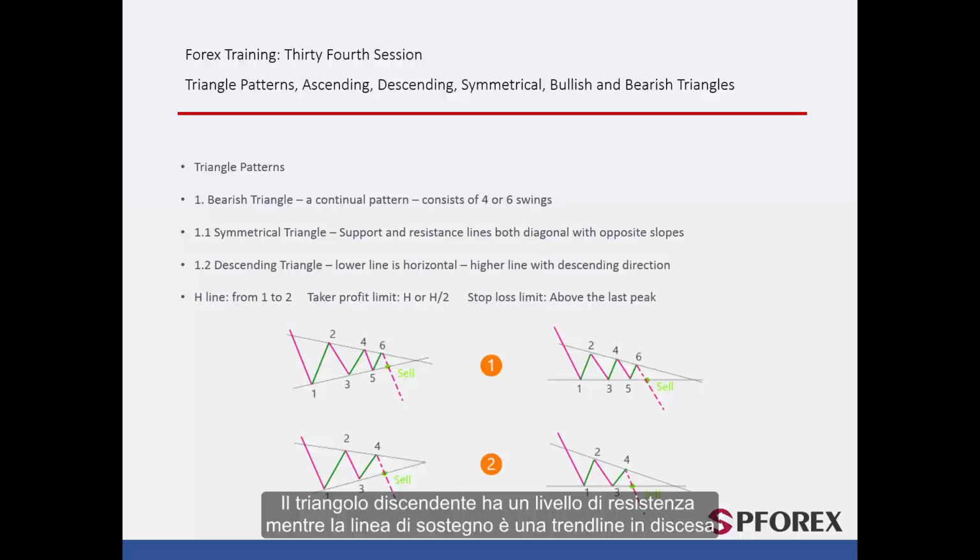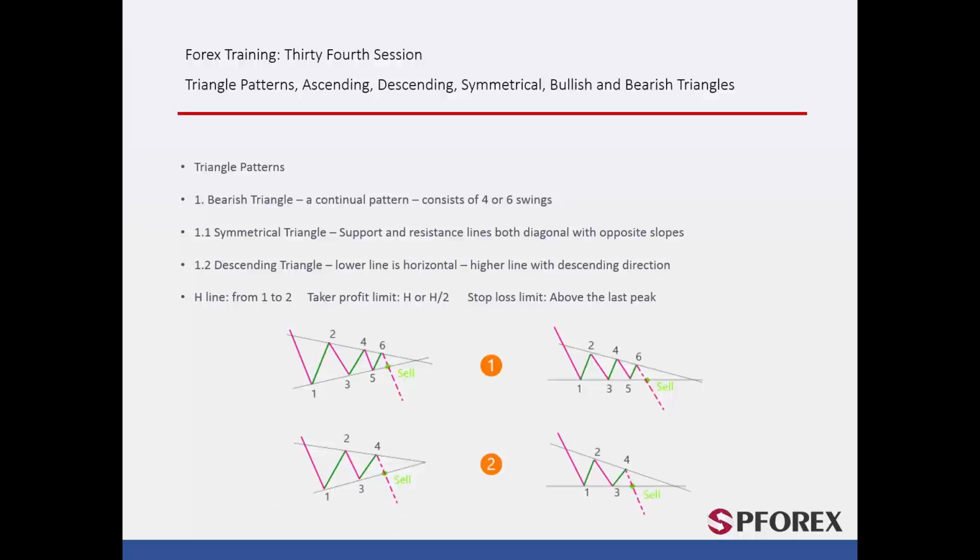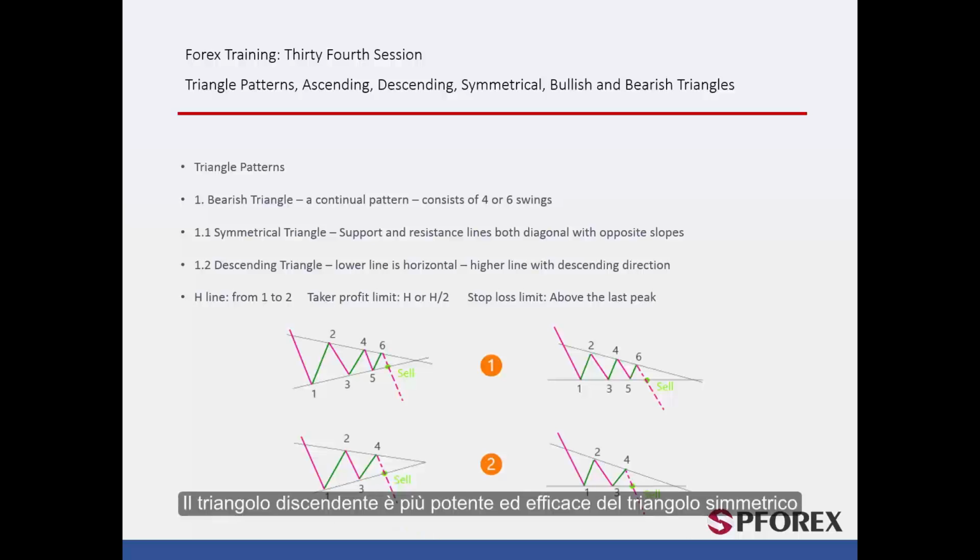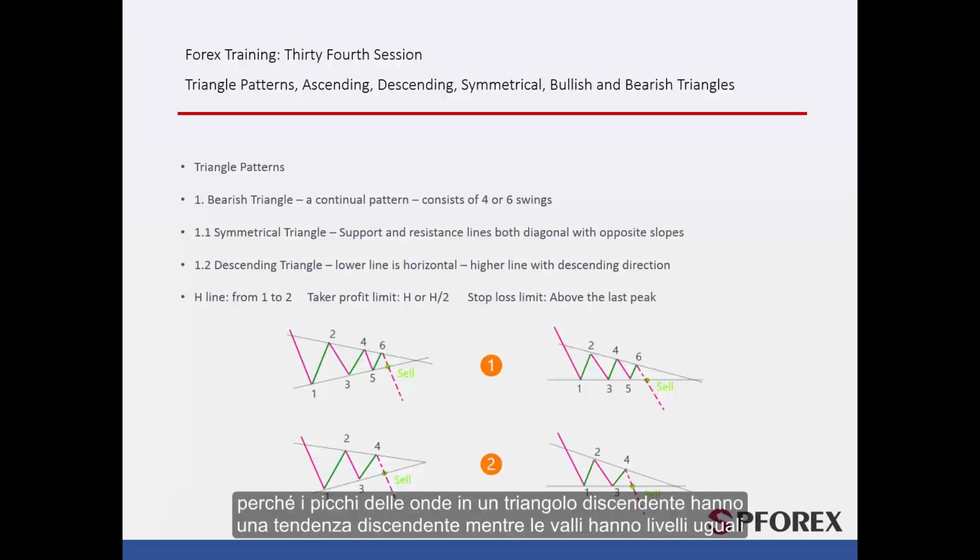Descending triangle has a resistance level, while support line is a downward trend line. Descending triangle has more power and effect rather than the symmetrical triangle, because peaks of waves in a descending triangle have a descending trend, while valleys have equal levels.